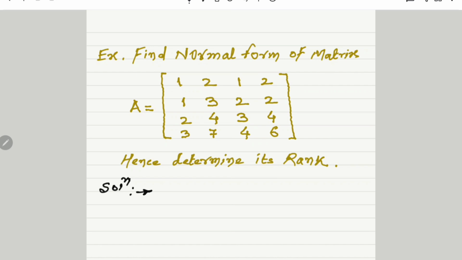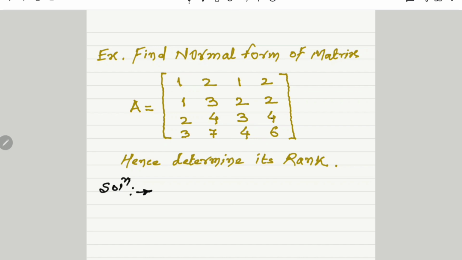To find the normal form and its rank, first of all we have to convert this matrix to its canonical form. Canonical form means we have to convert the lower diagonal elements to 0 by applying elementary row transformation, and after getting that canonical form we have to convert upper diagonal elements to 0 by applying column transformation. Means we have to apply both row as well as column transformation.